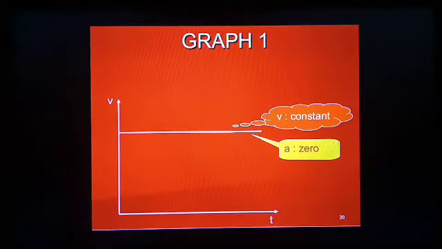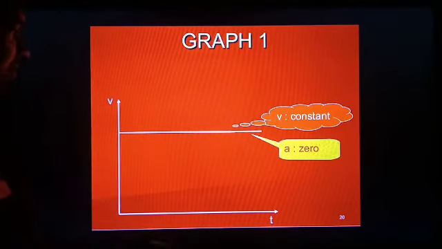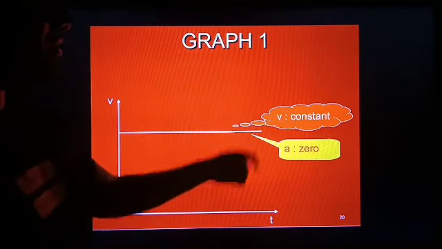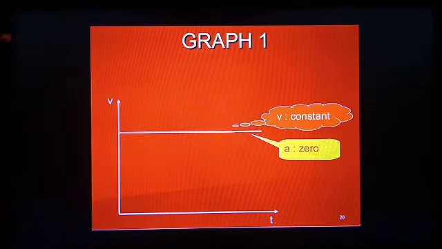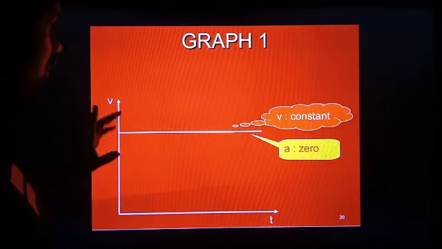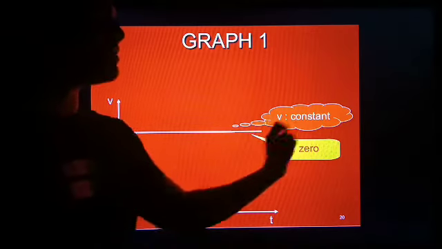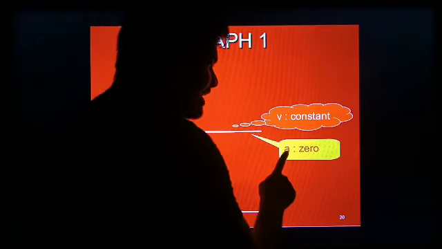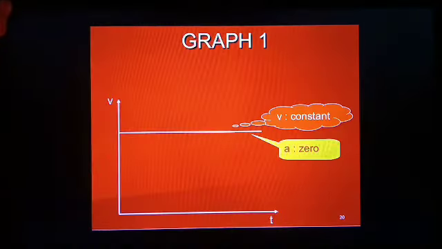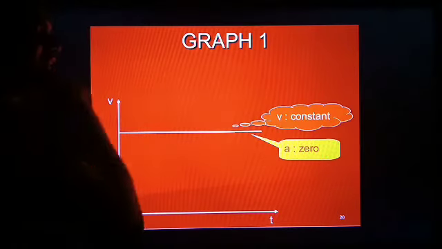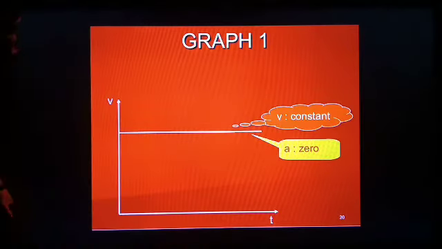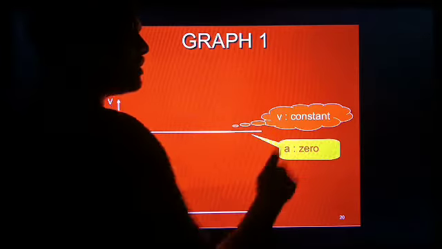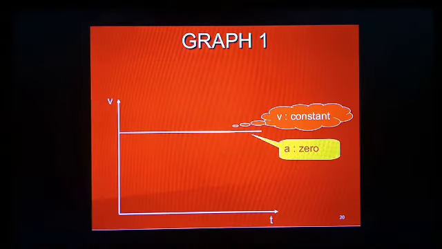Now, how many types of VT graph will you see? Suppose that this is a VT graph in which a line is parallel to the time axis. This shows that the velocity of the body is constant. V is constant. If the velocity of the body is constant, it means the acceleration of the body is 0. So a line in the VT graph parallel to the time axis shows 0 acceleration or constant velocity.